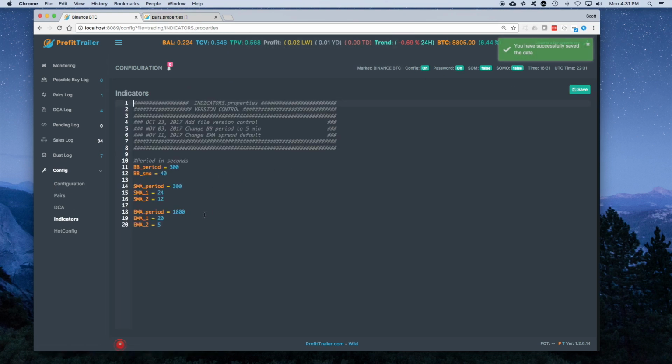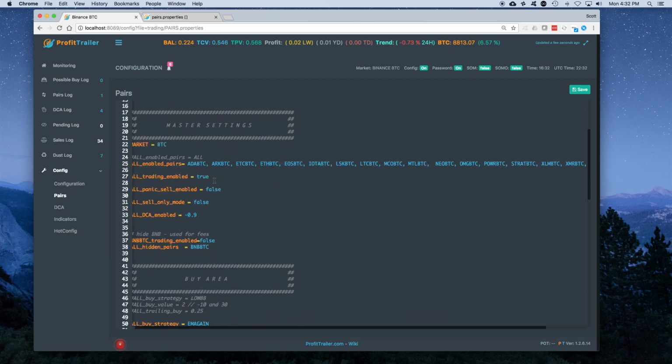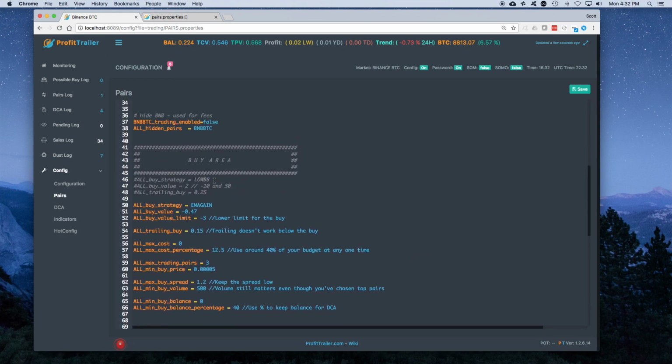And you can see in the EMA gain that it's got a period of 1800, and the EMA 1 is 20 and the EMA 2 is 5. So that's the settings that I've been using to watch the EMA lines. All right.